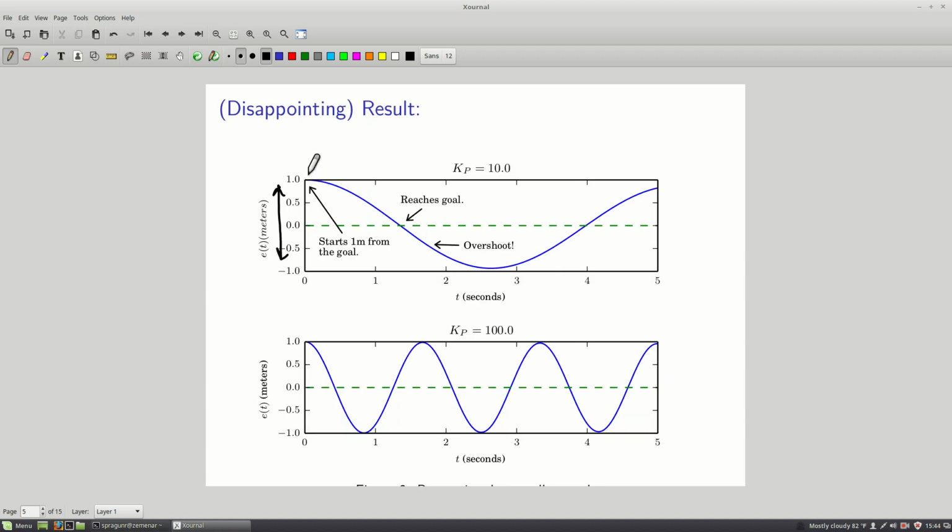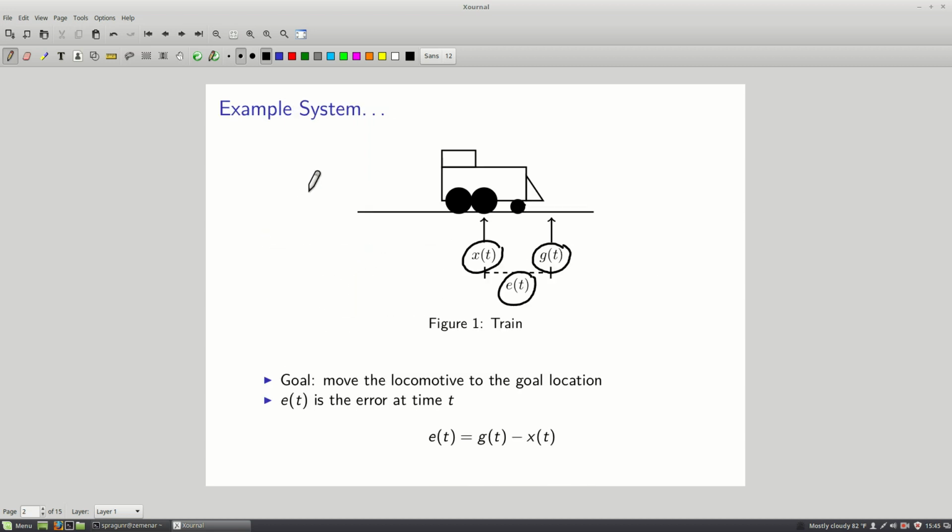So you can see that here we're starting at an error of 1. And what that means is that we're starting 1 meter in this case from the goal. So if we look at our train here, maybe the situation is that the train is at 9.0, the goal is at 10.0, and we subtract those two, and we get 1.